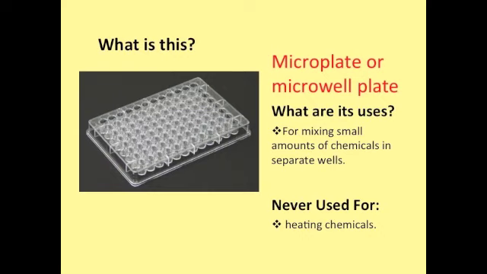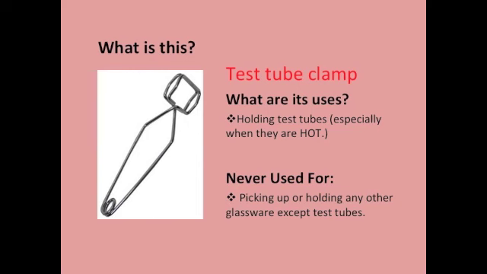This is a microplate or a microwell plate. It's basically a little plastic plate with a whole bunch of little wells in it, and they're used for small-scale experiments, but you're doing it drop by drop. So you can do a whole bunch of them all in one little microwell plate and kind of look at them or compare them side by side. Never heat one of these things because they're plastic and they'll melt.